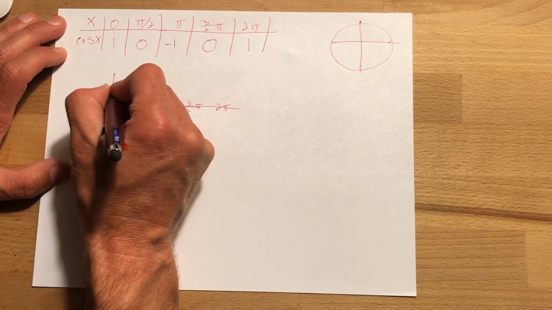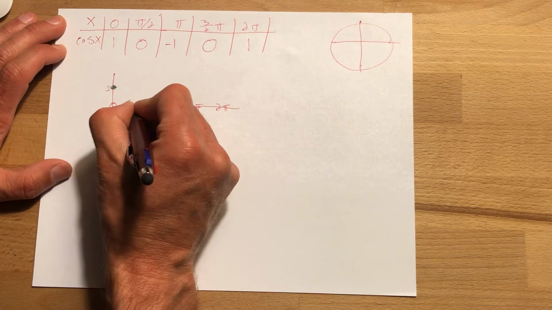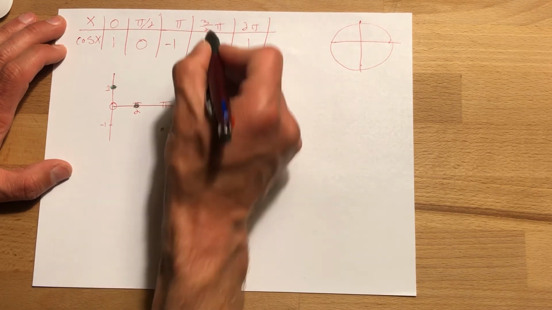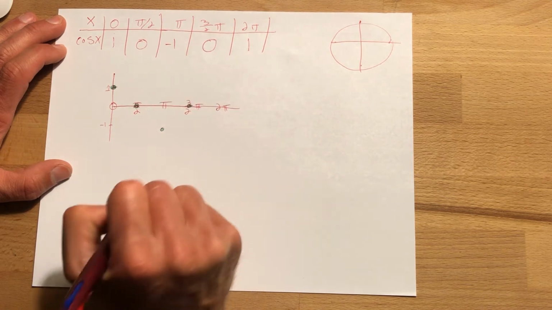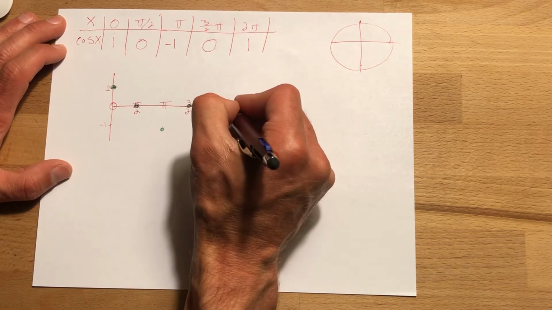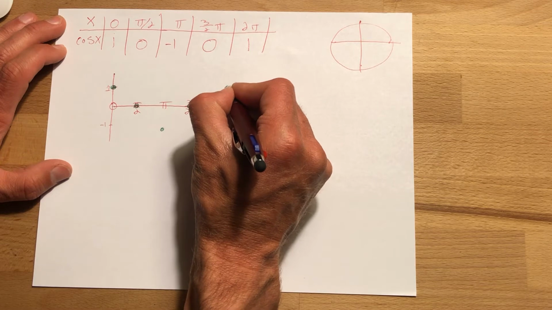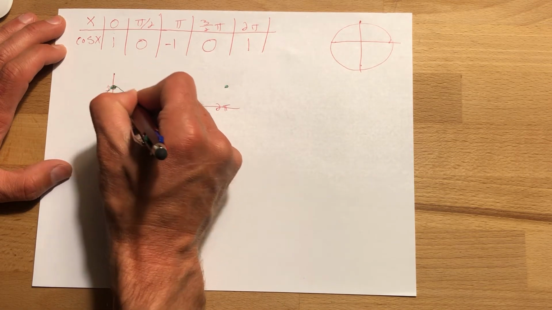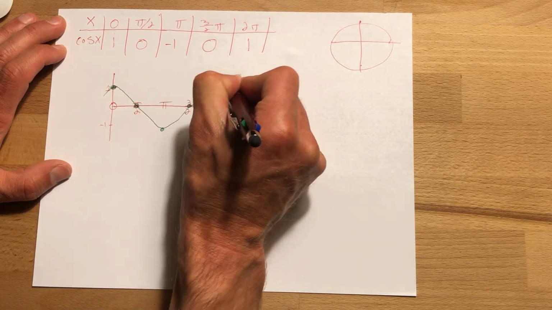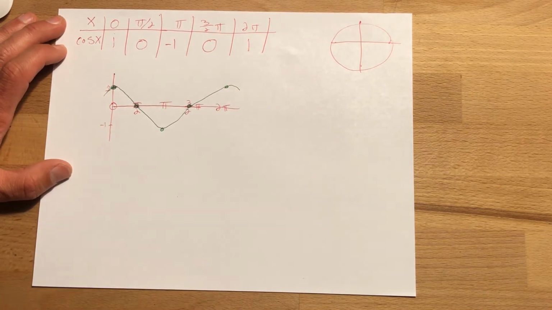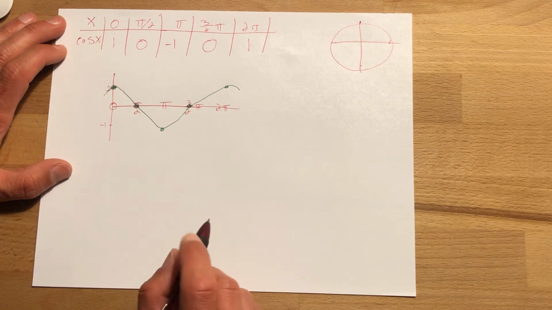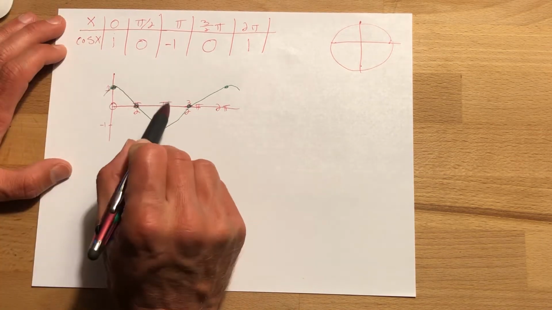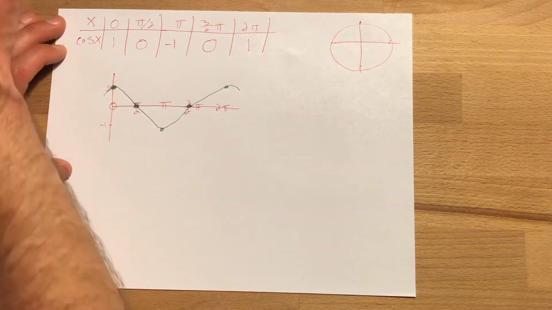At 0, I'm at 1. At pi over 2, I'm at 0. At pi, I'm at negative 1. At 3 pi over 2, I'm at 0. And at 2 pi, I'm back at 1. So if this kept going, it would just repeat every full rotation. So if you look at the notes, this is how you get the cosine graph.